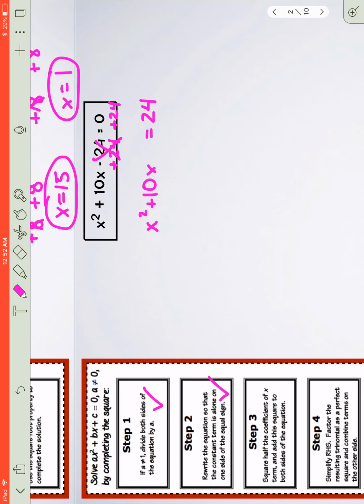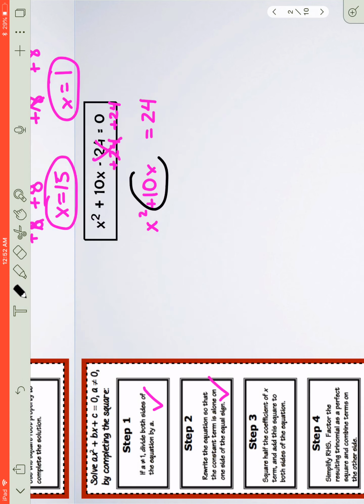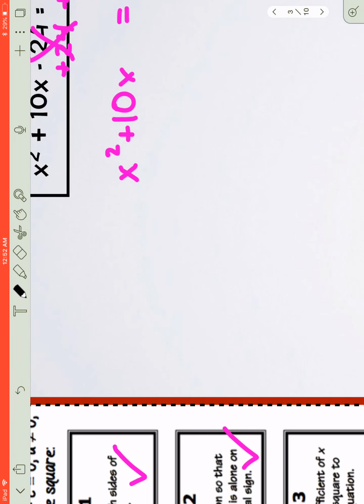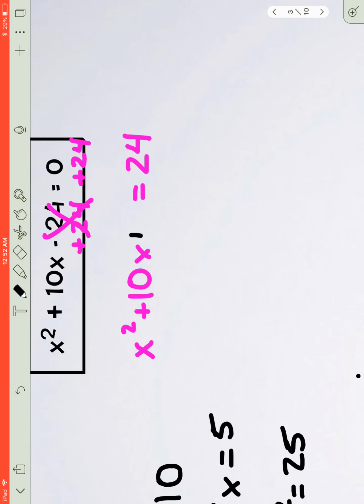Step 3 says square half the coefficient of the x term and add the square to both sides of the equation. So what is my x term here? My x term is that right there. So if the coefficient is 10, and I need to half it and then square it, well, half of 10 would equal 5, and 5 squared would equal 25. So what I'll have to do is add 25 to both sides of my equation.